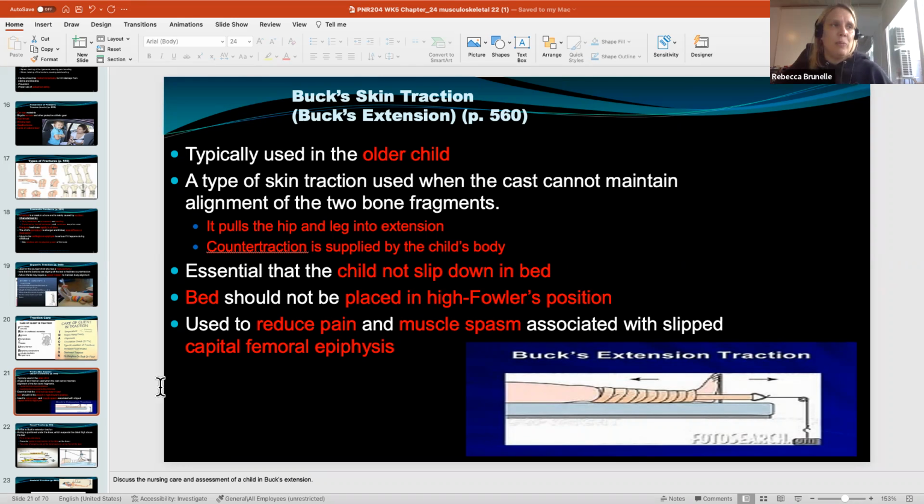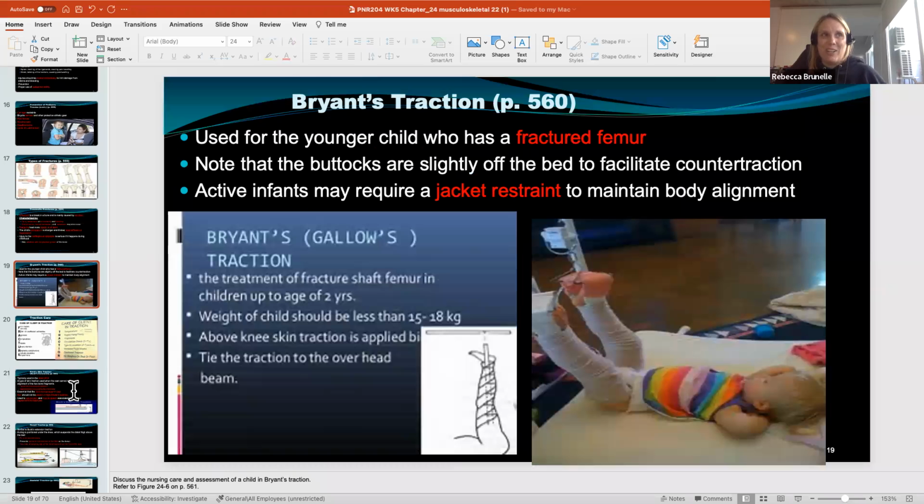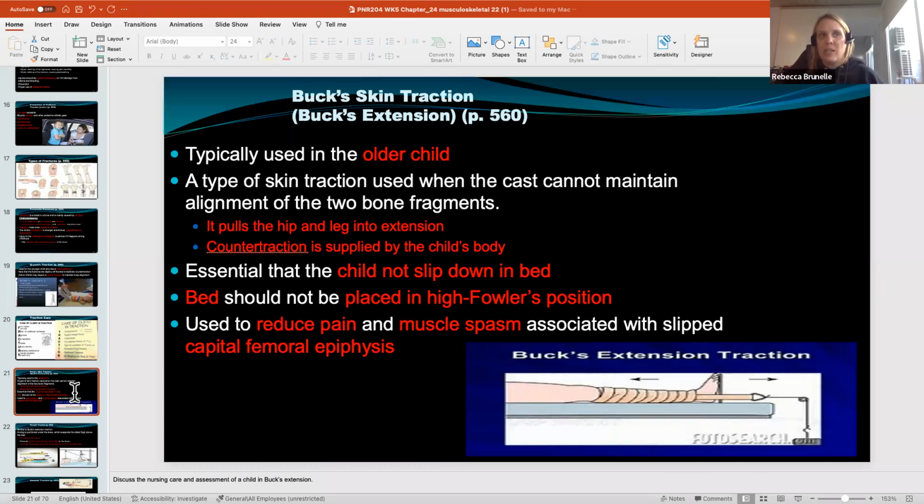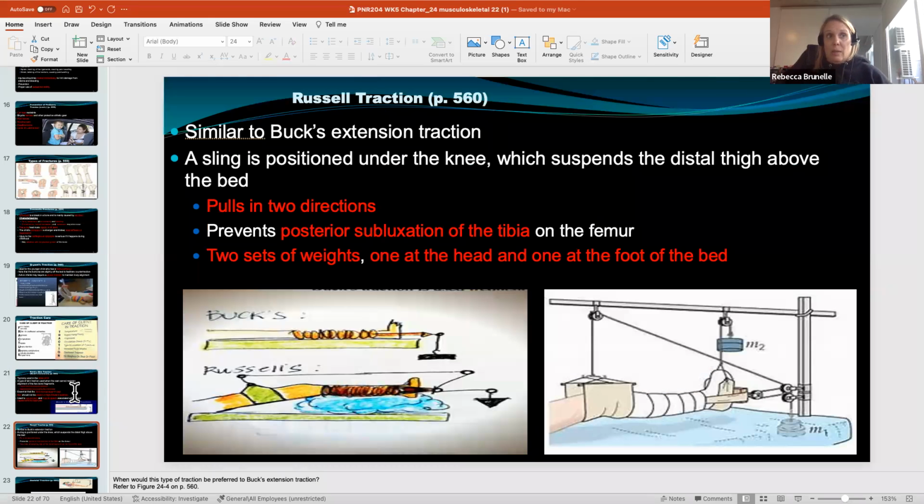So in terms of remembering the main difference, the little kid traction is the Bryant's traction, and the older kids' traction is the Bucks. So you do need to know both of these for your exam. And some common things are that the bed should not be elevated, the weight should never be on the floor, and the pulley system should be in place. Bucks and Russell are very, very similar.